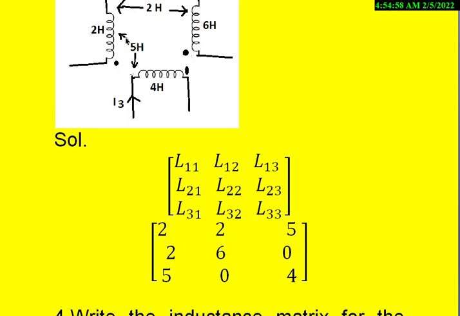There is no mutual coupling between 2 and 3. This is 3, this is 2. There is no mutual coupling, so put 0. Then L31. The mutual coupling between 3 and 1: L31 is 5. This is the third coil, this is the first coil. The mutual coupling is 5 henries. And because the current is leaving the dots in both the cases, we put here a plus sign.